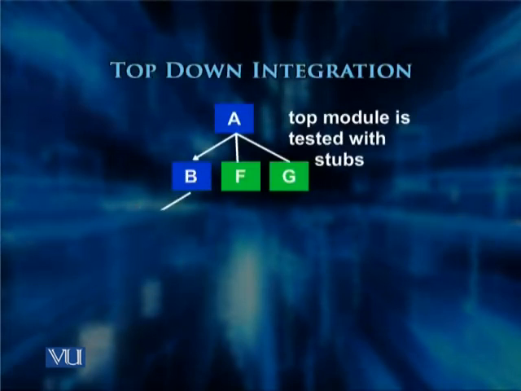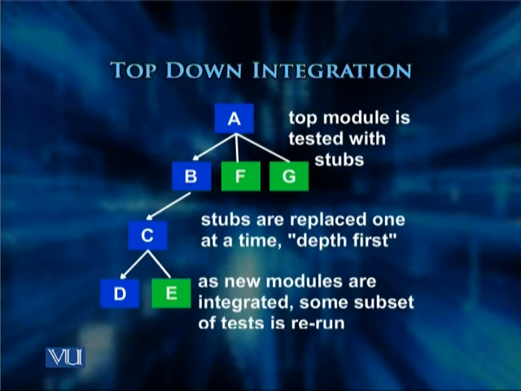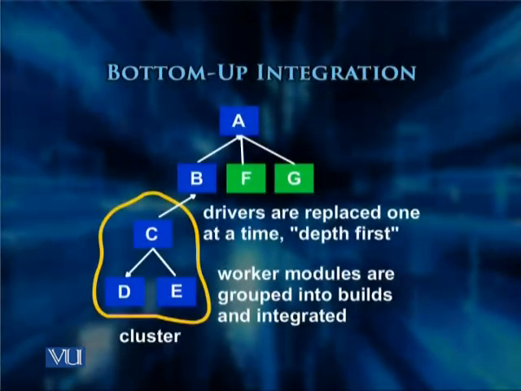Let's now see the top-down integration, in which the top module is tested with the help of stubs, and the stubs are replaced one at a time with the depth-first formula. This is a commonly used formula in trees. So as new modules are integrated, some subset of tests is rerun to ensure regression also, so that there are no integration problems.